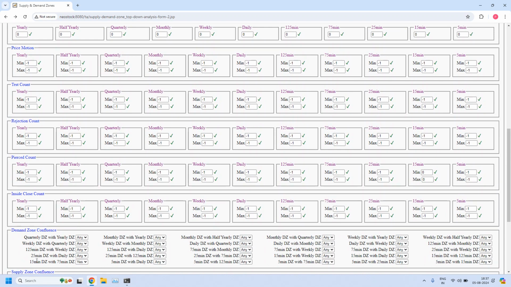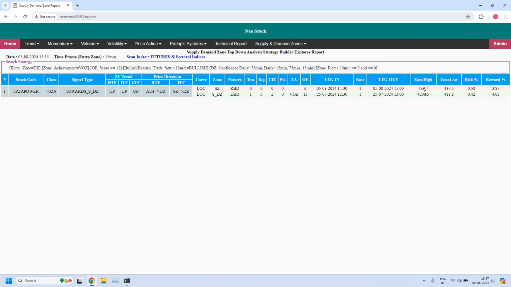So we already enabled 15 minutes with 75 minutes. Next we need to check 15 minutes with the daily. Enabled, yes. And 75 minutes with the daily, that is ITF and HTF confluence. Now all the 3 confluences we enabled. Let us check. Only one stock, Tata Power, is having confluence with 15 minutes, 75 minutes and also daily. And moreover, it is a high liquidity zone, and already it is tested once, and 5 rejections are there.